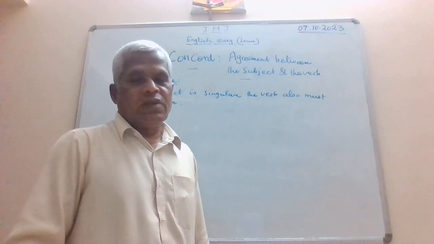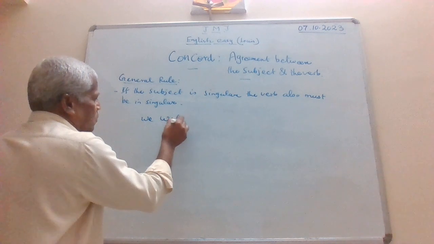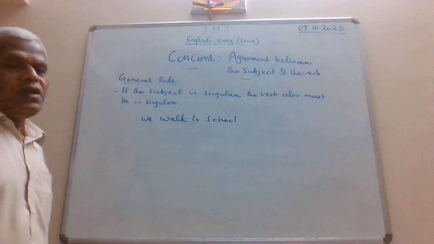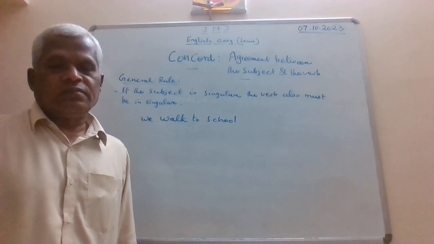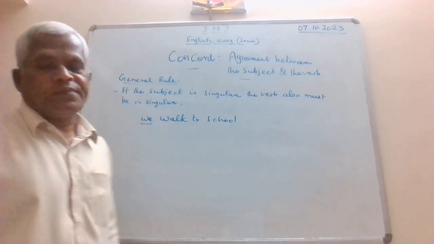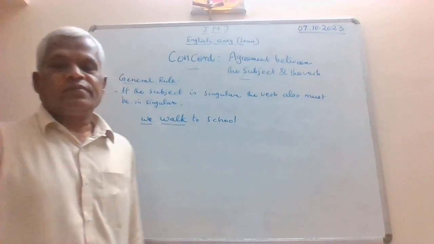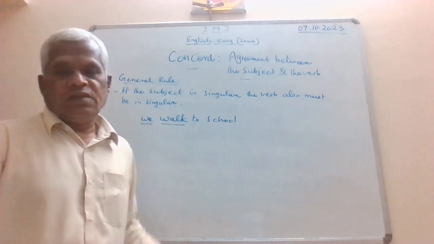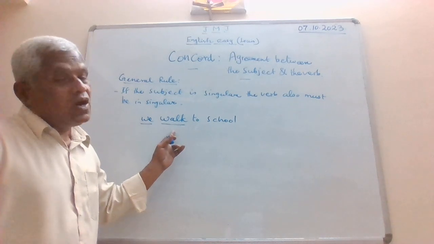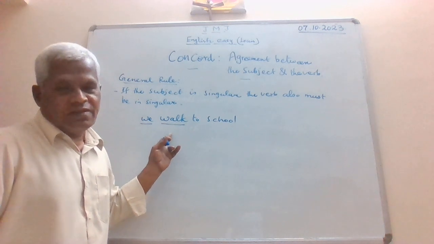Now let me write an example. We walk to school. See? We walk to school. Now what is the subject here? We. What is your verb here? Walk. Subject is plural, and here walk is considered a plural verb. You cannot write we walks.